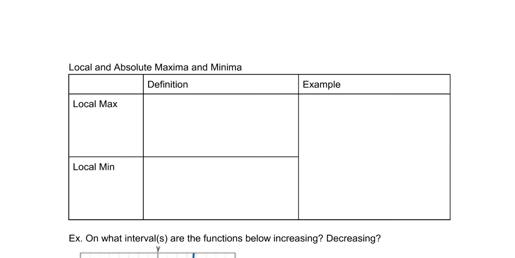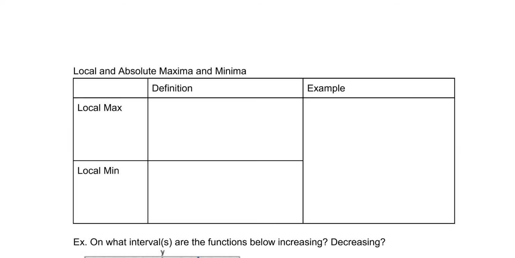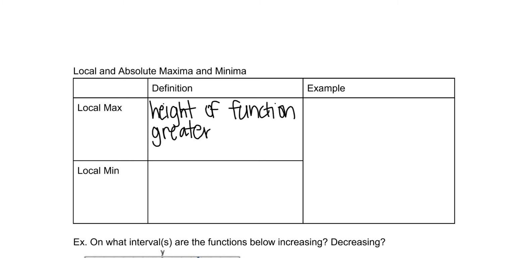Next we're going to talk about local and absolute maxima and minima. Another way you're going to hear that is just max and min. When we talk about a local max or min, we're talking about the height of the function. A local max is when the height of the function is greater than the height anywhere else.